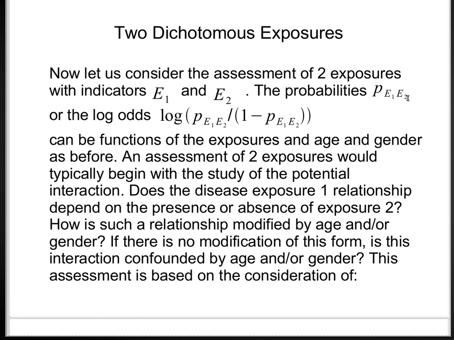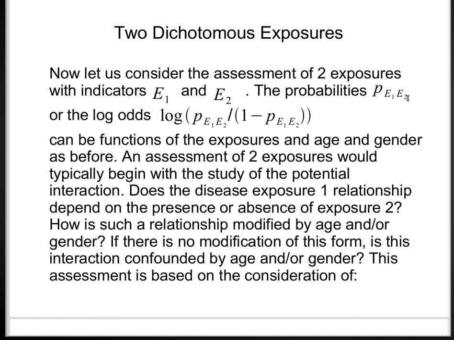All right, let's now take the second type of way in which we may wish to study exposure. Let's now imagine that we have 2 exposures, and they're both, for the moment, we'll suppose, just dichotomous. Okay? Then we get a collection of probabilities, or log odds, expressed in terms of the 4 combinations of exposure. We have those exposed to E1 and those exposed to E2.